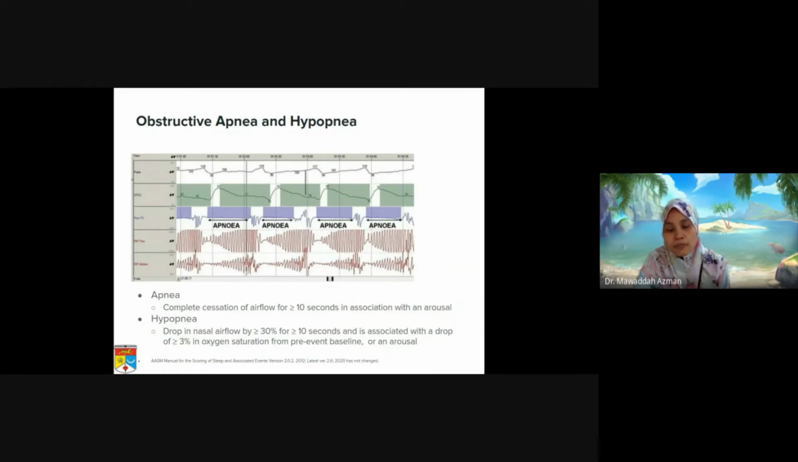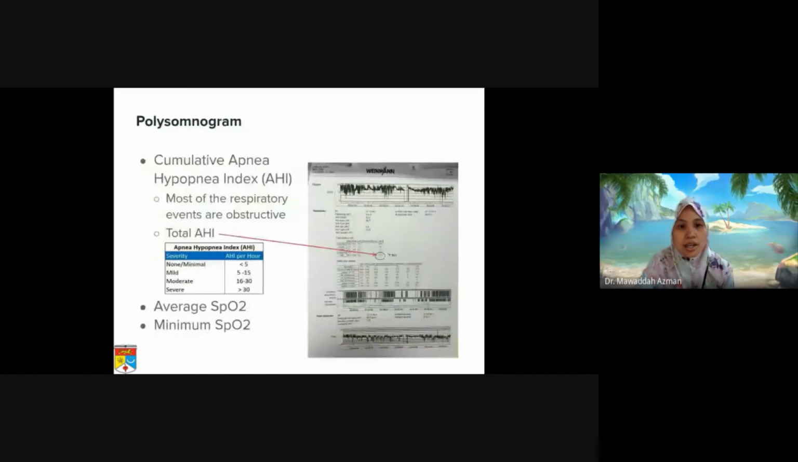So throughout the night, if you're doing a limited PSG, the machine will calculate the number of apnea and hypopnea events that occur throughout the night, and then it will be calculated against the total number of hours of the recording duration. So if the patient scores less than 5, this means that the patient has no obstructive sleep apnea for an adult. If the patient scores more than 30, this means that the patient has a severe form of obstructive sleep apnea.